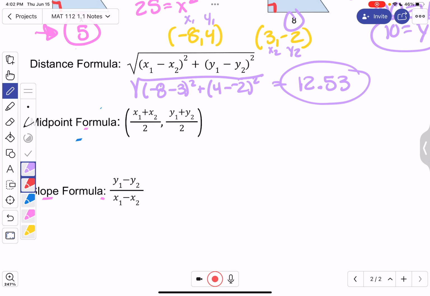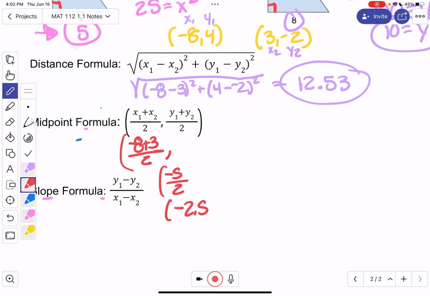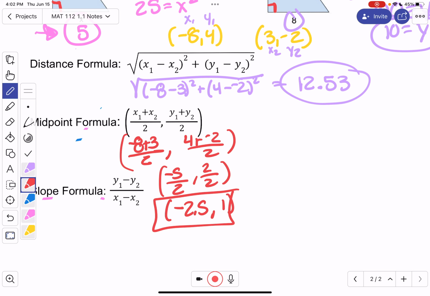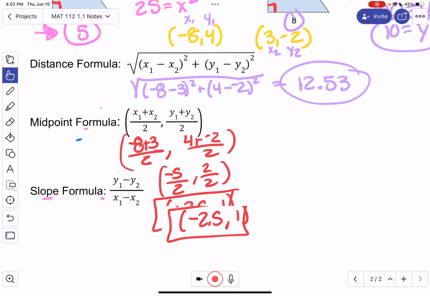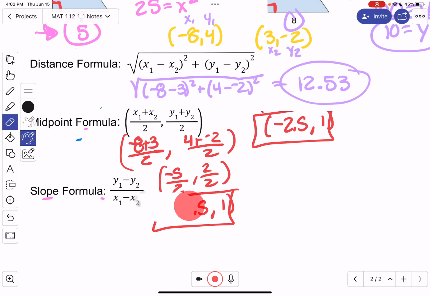Okay, the midpoint is like finding the average. So we're going to add the x's. So negative 8 plus 3 is negative 5. Divided by 2 is negative 2.5. That's my x coordinate of the midpoint. Then we do the same thing with the y's. 4 plus negative 2 is 2. And 2 divided by 2 is 1. So that's the coordinate of the point directly in between our 2 points.